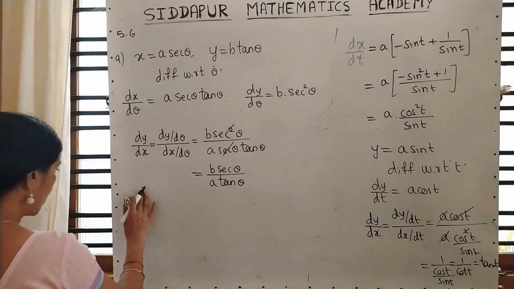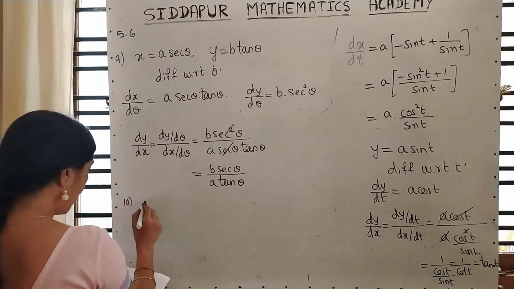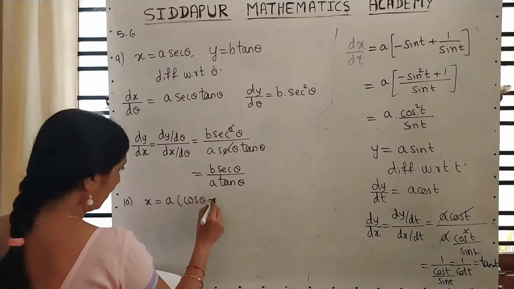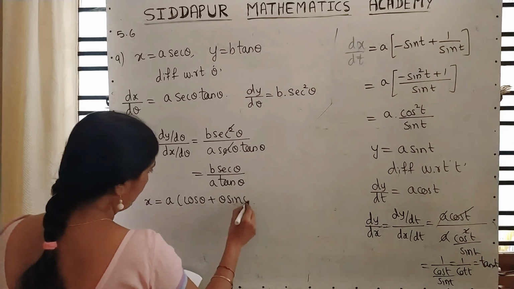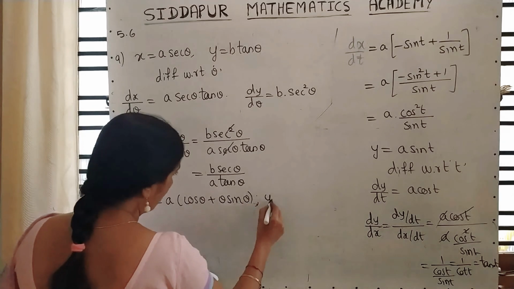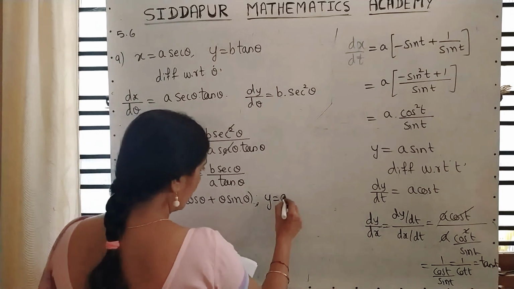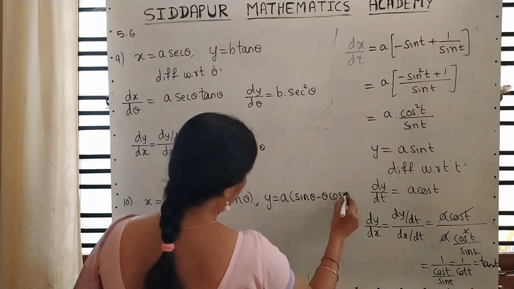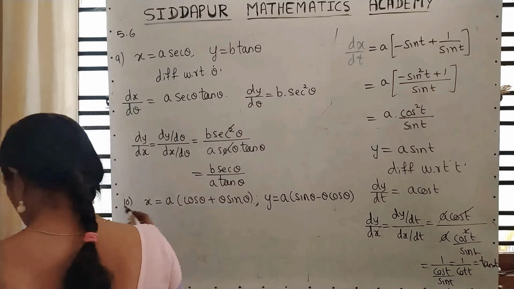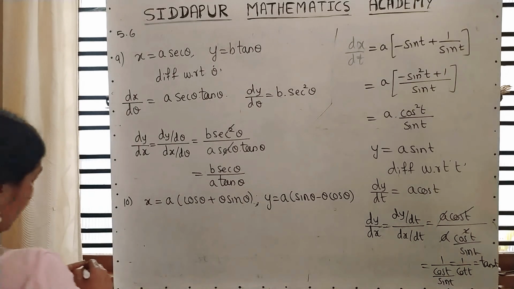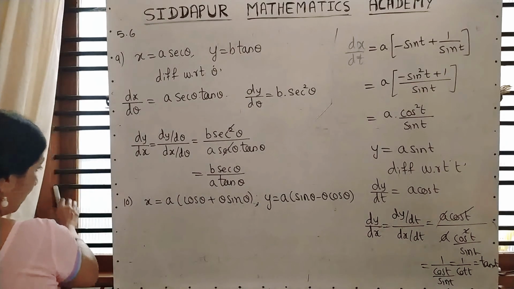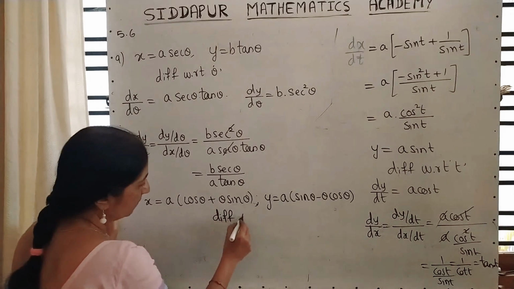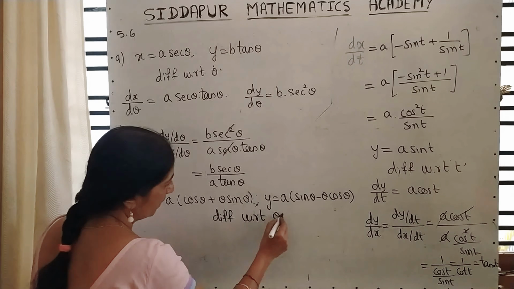Moving to the next question, the 10th one. x is equal to a in the bracket cos theta plus theta sin theta, y is equal to a in the bracket sin theta minus theta cos theta. So first, what is the parameter? The parameter is theta. That means differentiating with respect to theta.